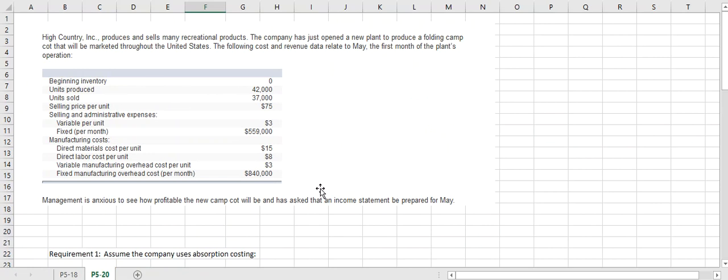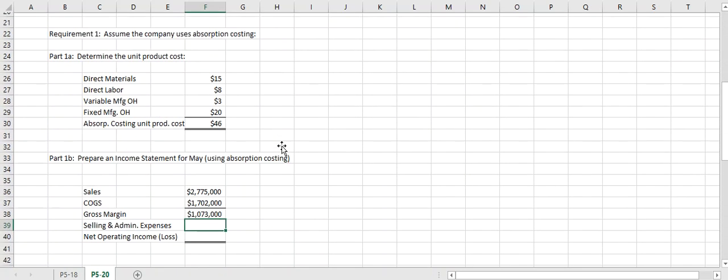Looks like we've got selling and administrative expenses in 2 categories. We've got a variable amount of $3 per unit and a fixed amount of $559,000. So we're going to go down here.